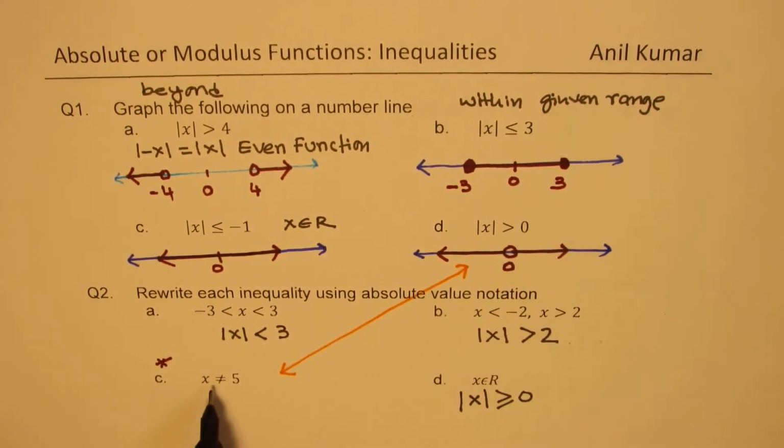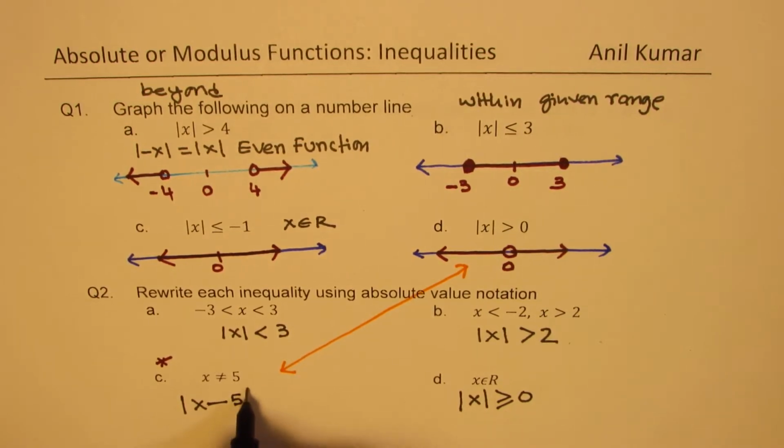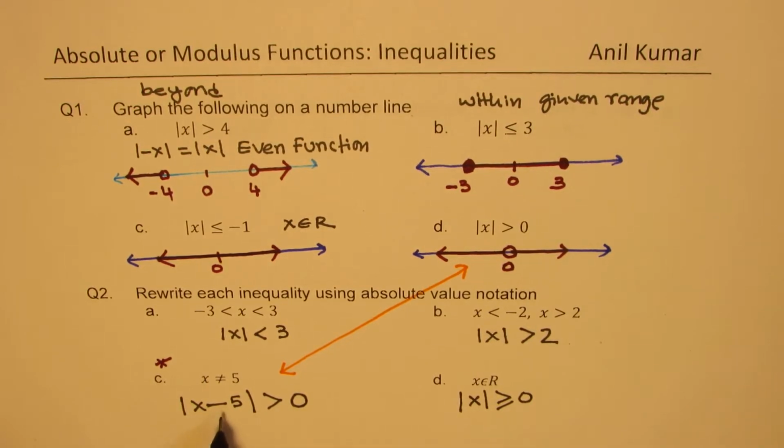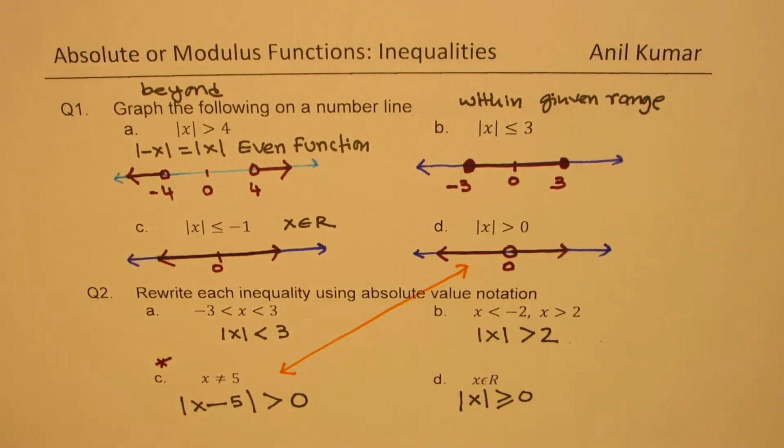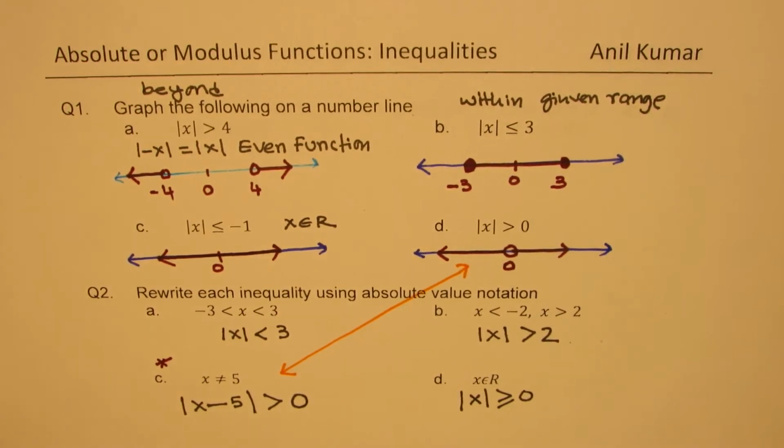Well, that means my absolute function has translated 5 units to the right. And so I can write this as the absolute value of x minus 5 is greater than 0. Now this value is going to be 0 at 5 and we want greater than 0, and therefore that becomes the solution of this question. So I hope this connection will help you remember and think about it in a proper way. So I hope that makes sense. Perfect. Now let's move on and take question number 3.